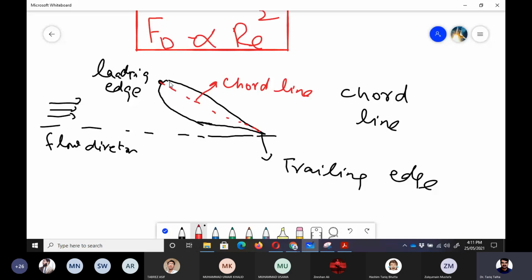And this length is chord length. We denote it with C. Chord line we denote it with C. Chord line and chord length is denoted by C. And this angle, which is between the chord line and the flow direction, we call it angle of attack.